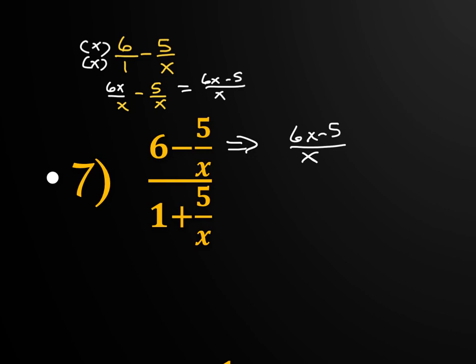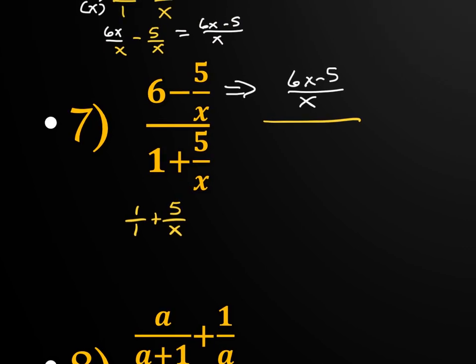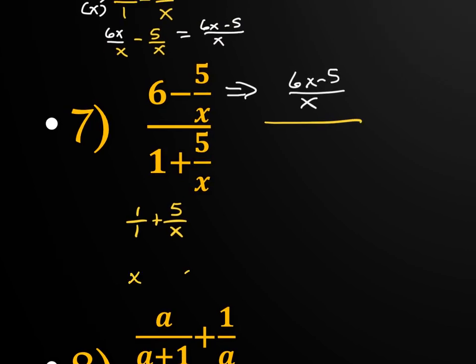I now need to do the same thing to the denominator. I'm doing 1 over 1 plus 5 over x. I need to find a common denominator. It's going to be x. Second fraction is good. First fraction, again, is missing the x. Add the numerators, and that's your new fraction for the denominator.